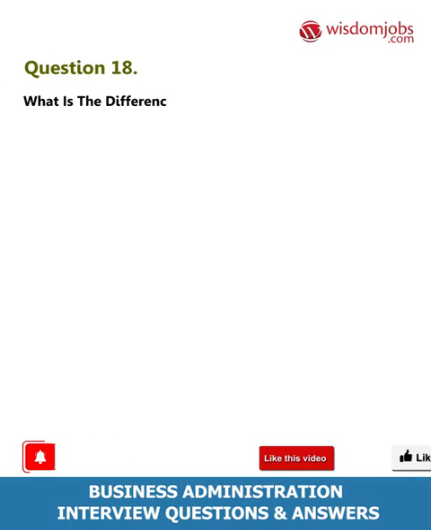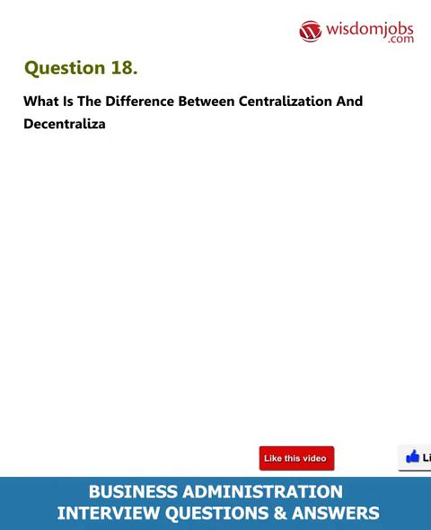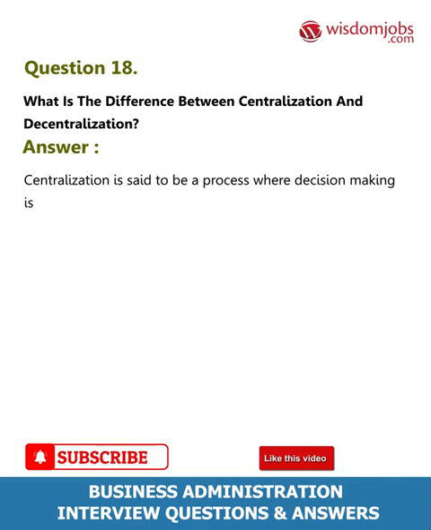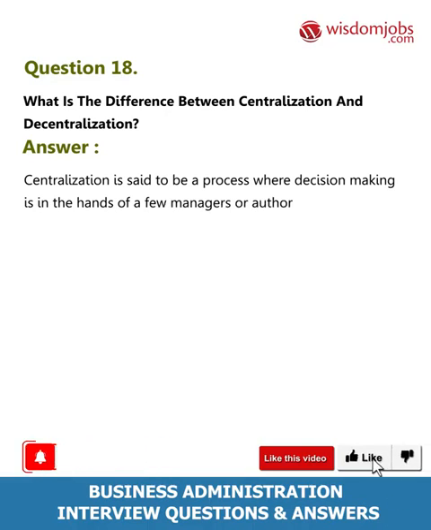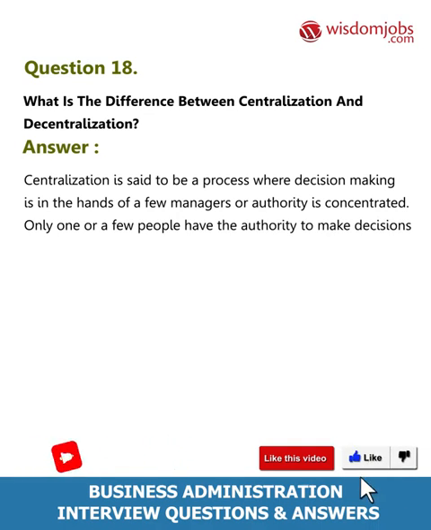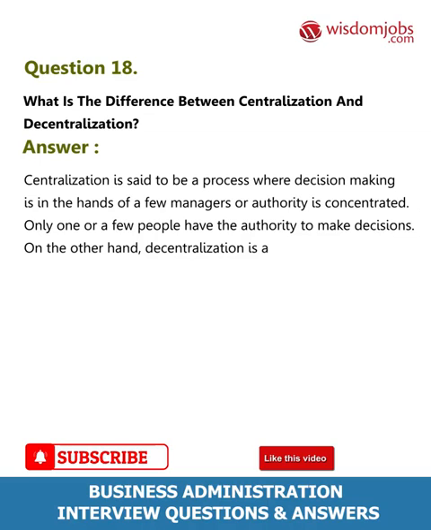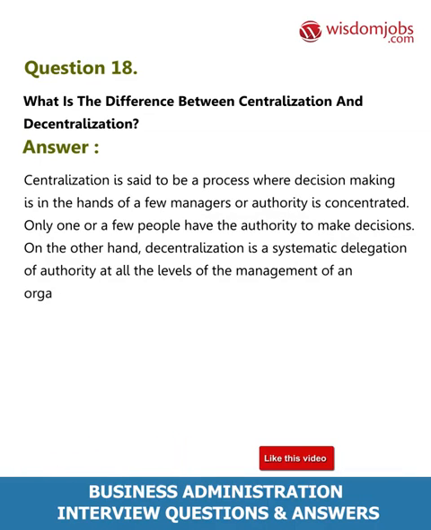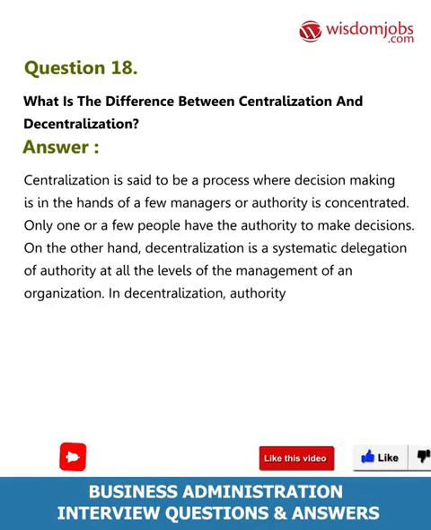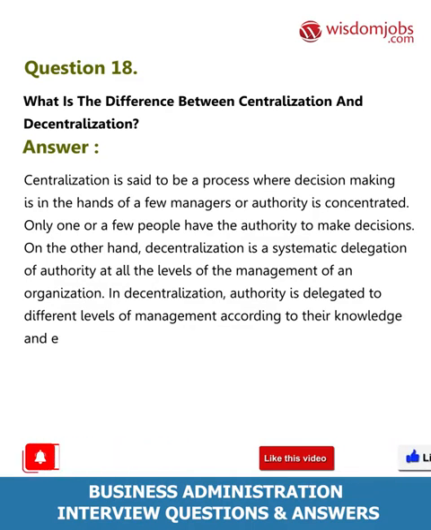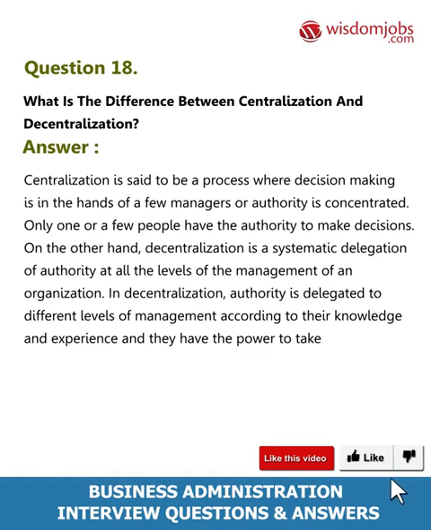Question 18. What is the difference between centralization and decentralization? Answer. Centralization is said to be a process where decision-making is in the hands of a few managers or authority is concentrated. Only one or a few people have the authority to make decisions. On the other hand, decentralization is a systematic delegation of authority at all the levels of the management of an organization. In decentralization, authority is delegated to different levels of management according to their knowledge and experience, and they have the power to take decisions at different stages.